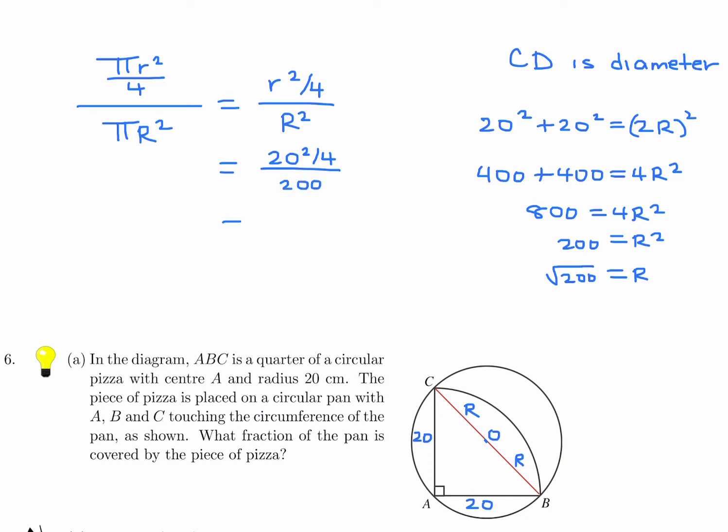So this is my math. Let's see what this comes out to. 20 squared is 400. 400 divided by 4 is 100. So it's 100 over 200, which is a half. So I don't know if it's just me, but for some reason that quarter pizza looks like it covers more than a half. But I don't know, maybe that's just me. That is indeed the correct answer, by the way.